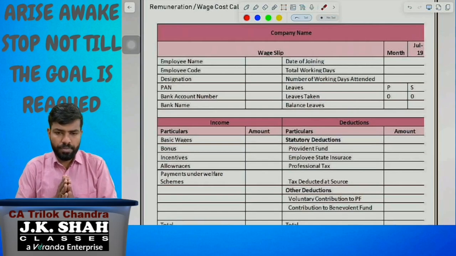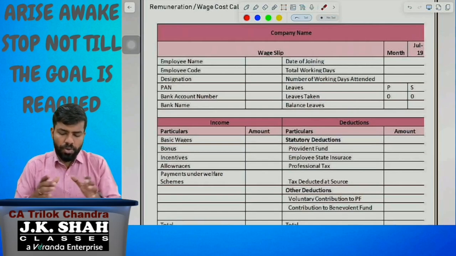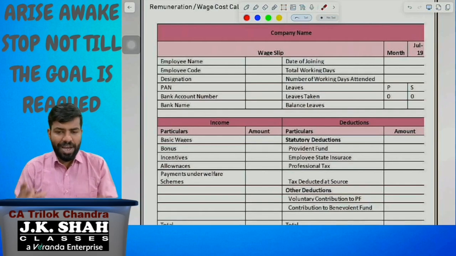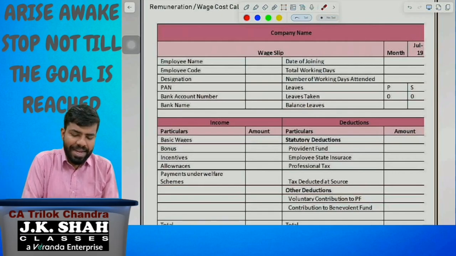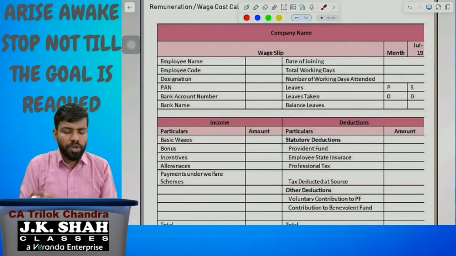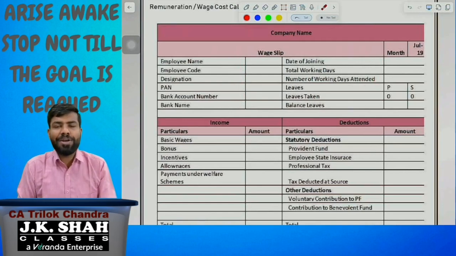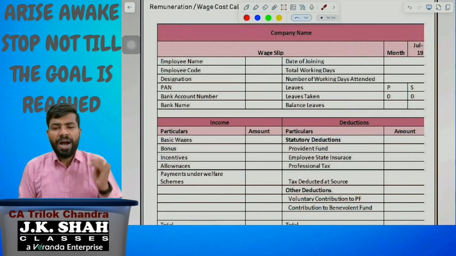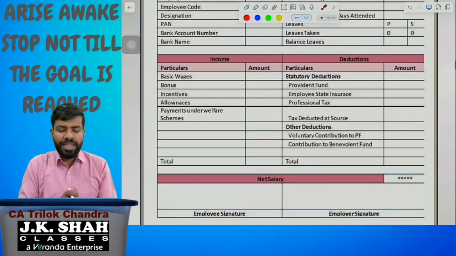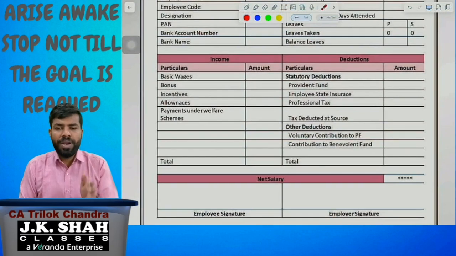Okay. Now, I took one wage slip format to understand the valuation of the employee cost. If you look here, initially they had given all the details: employee name, employee code, designation, PAN number, bank account details, how many days they're working, everything on the top of the slip. After that, they're maintaining two columns.